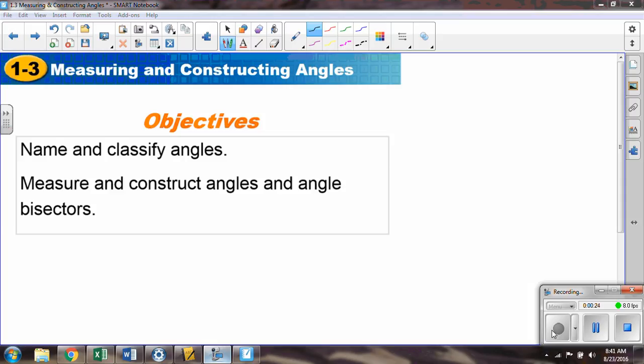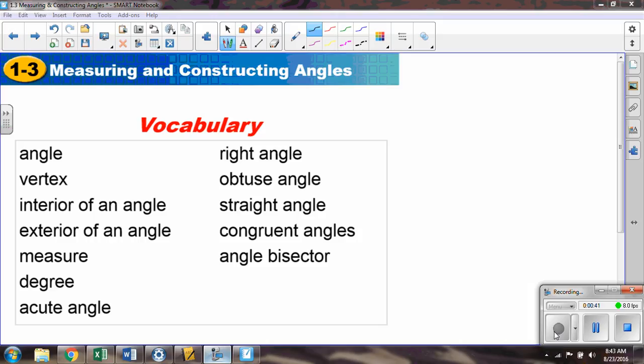We will touch a little bit on construction of angles. We will not hit it in any depth at all. We'll save that for a future lesson. And we'll discuss what angle bisectors are, but we won't go heavily into how you actually construct or create them.